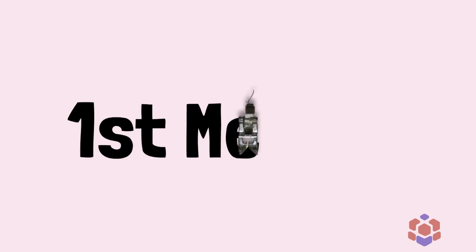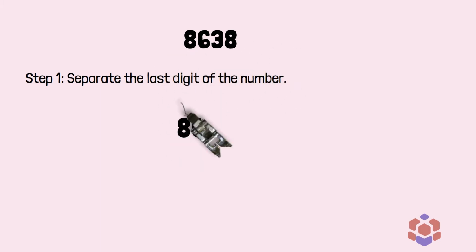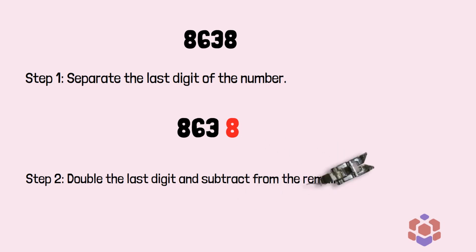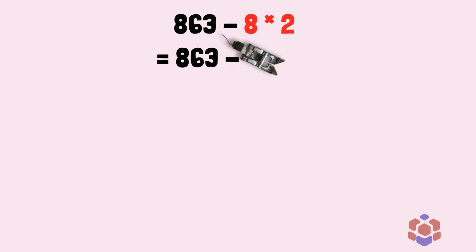Starting with the first method. Let's take a number 8638 as an example. Now the steps you have to follow are: Step 1 is to separate the last digit from the number. By applying the first step, we have 863 and 8 as two numbers. The second step is, double the last digit and subtract it from the remaining number, which in this case will be 863 minus 8 multiplied by 2, equals 863 minus 16, equals 847.